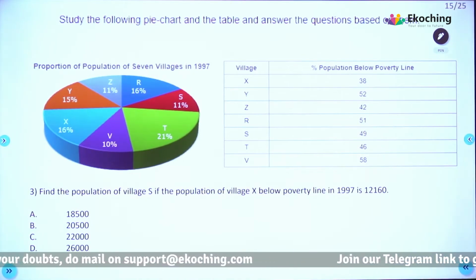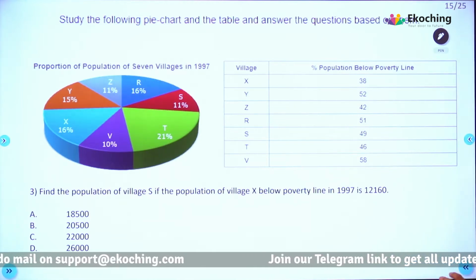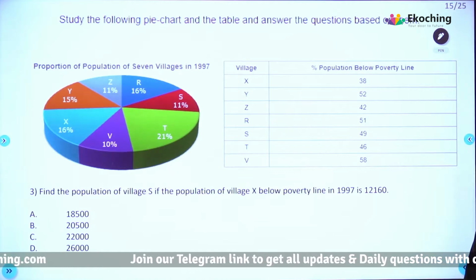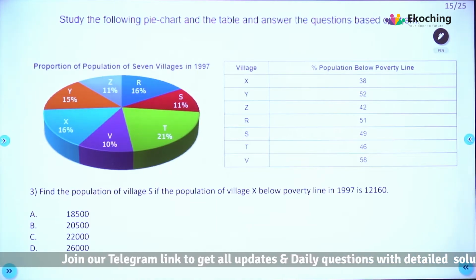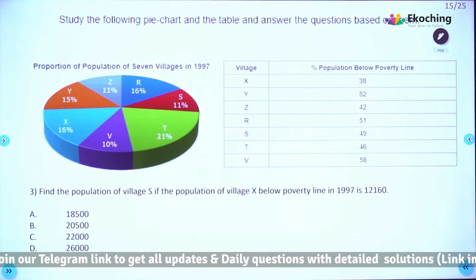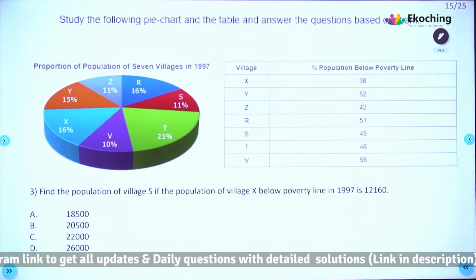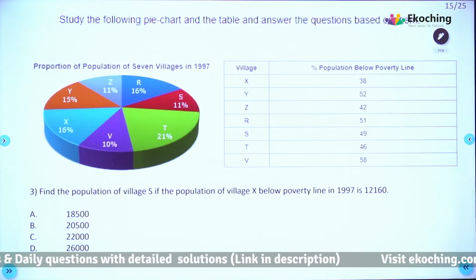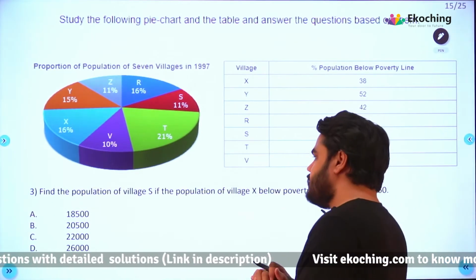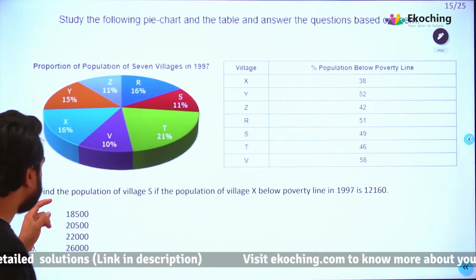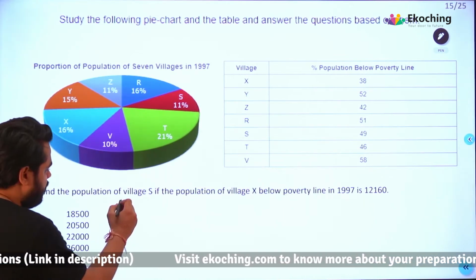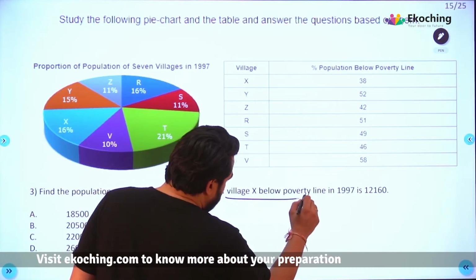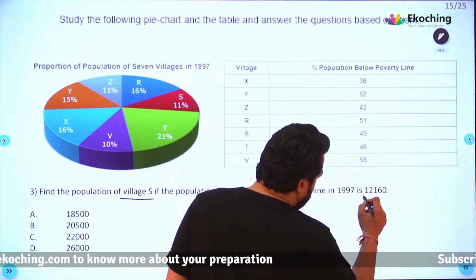Find the population of village S if the population of village X below poverty line in 1997 is 12160. Easy to moderate, I would say. I'm going to give you about 1.5 minutes. Try the question on your own. Come back to me when you have an answer in your hand. Okay, so I hope by now you have marked your answer. So let's try together. Find the population of village S. So we have to find population of village S, if the population of village X below poverty line is 12160.